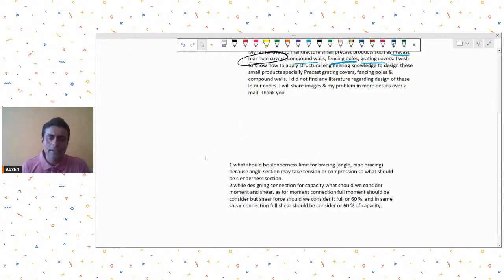What should be the slenderness limit for bracing, because an angle section may take tension or compression? So what should be the slenderness ratio limit? It's given in the code IS 800:2007. If you refer to Table number 3, I'll open it and let's see if we can quickly discuss that table.